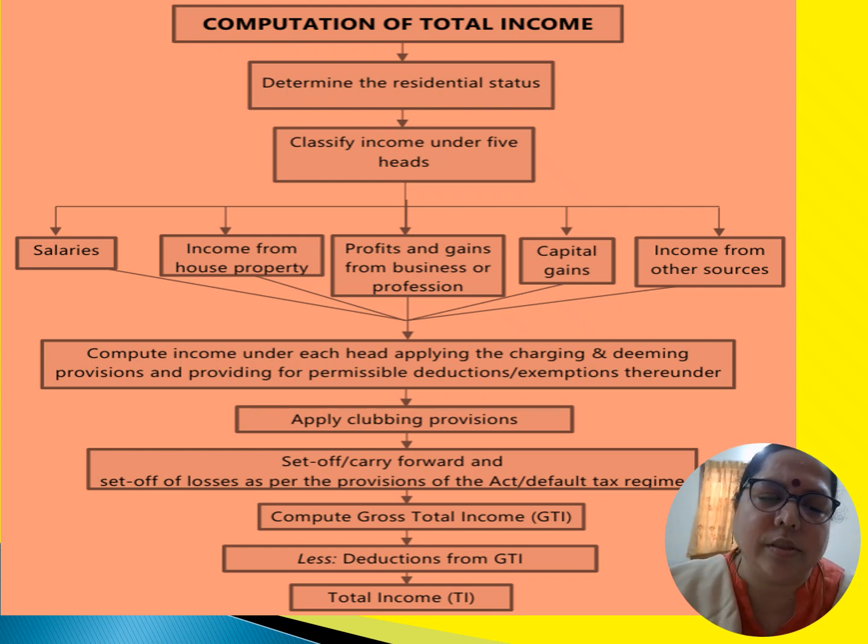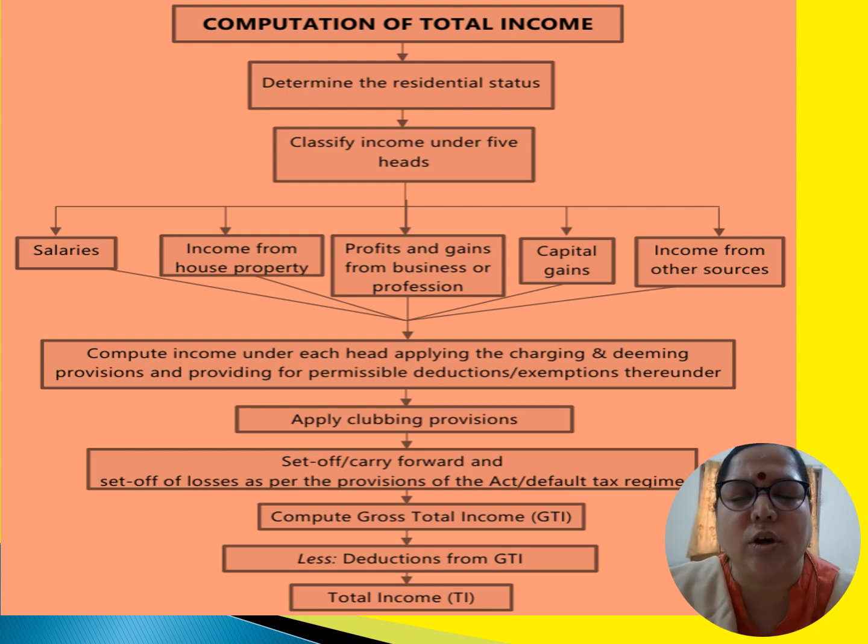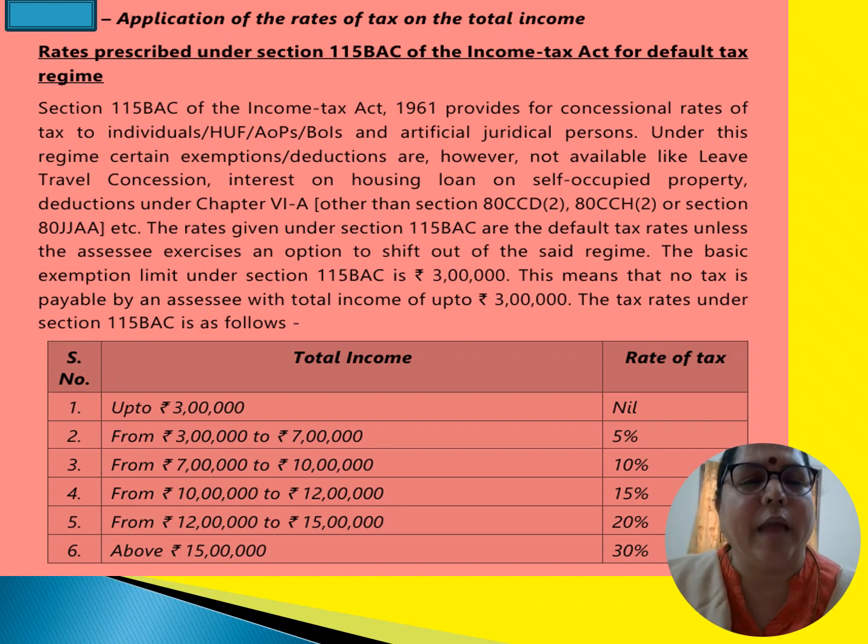Then at this stage, we are with the gross total income. We have already computed the gross total income at this stage, and from that we get certain deductions. After deducting deductions from gross total income, we get total income, on which income tax is payable. Then application of the rates of tax.